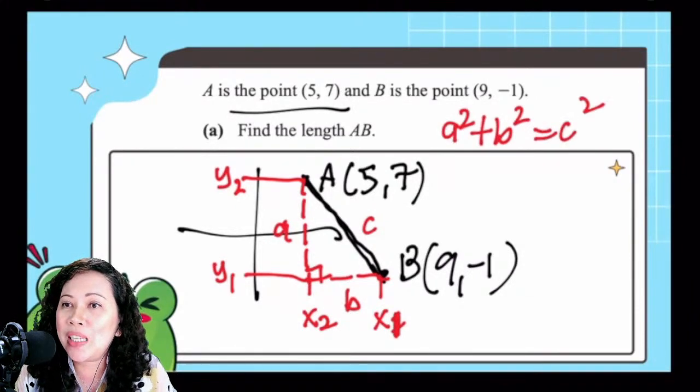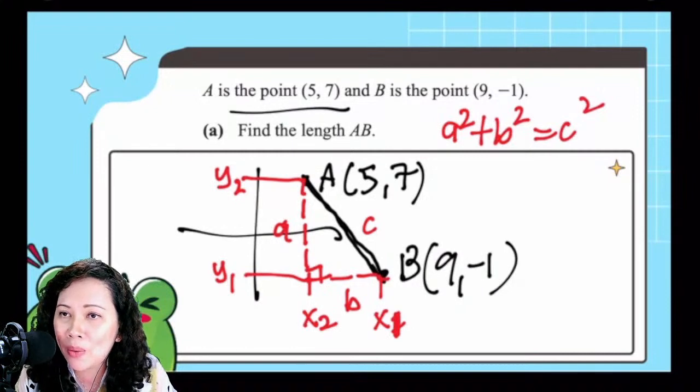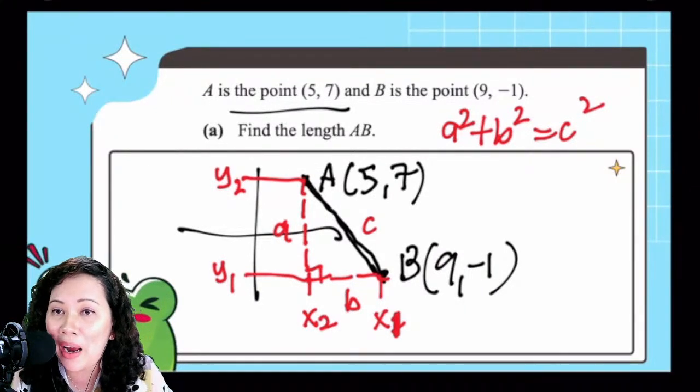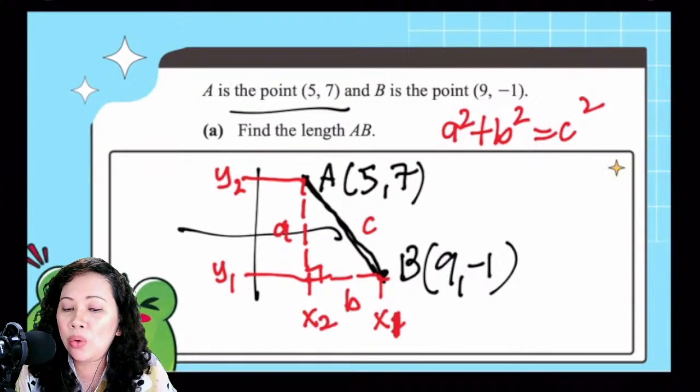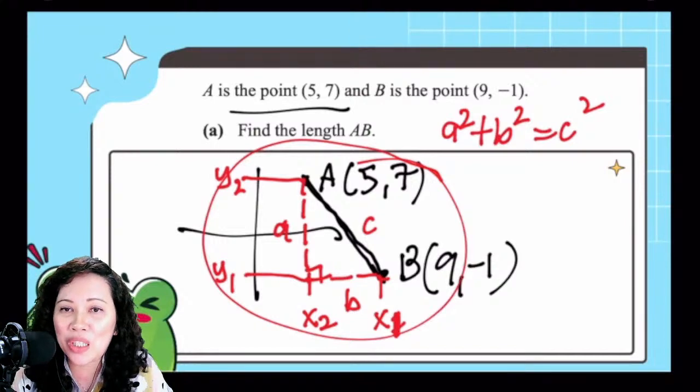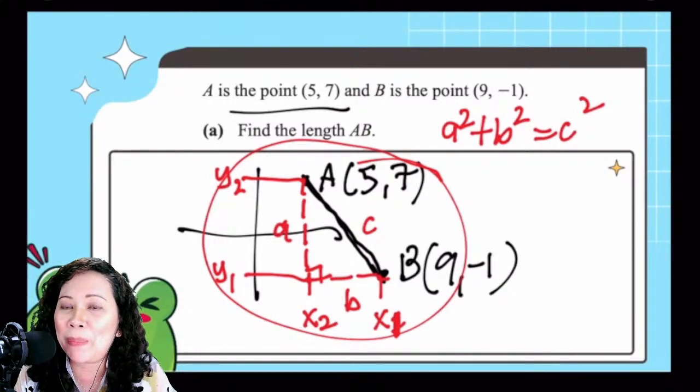Okay, so since it's a squared plus b squared equals c squared, that means that for this case, even without using the graph, you can solve just using the points. I'm just showing you why it is that we use Pythagoras in solving for the distance of 2 points. That is because of the right angle triangle, which is based on Pythagoras theorem.